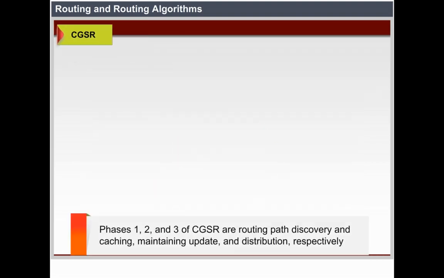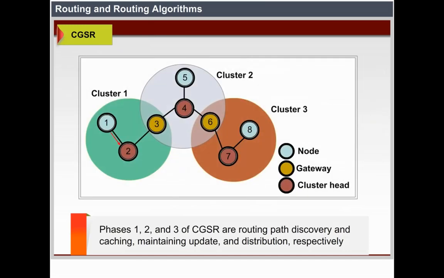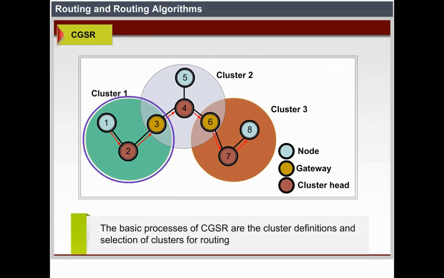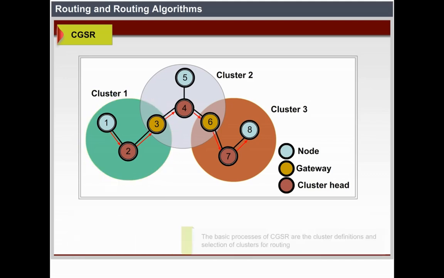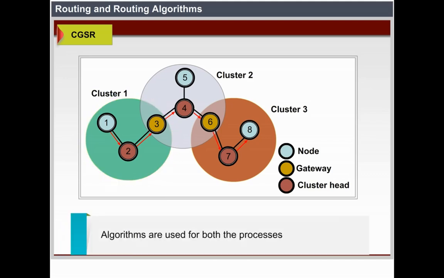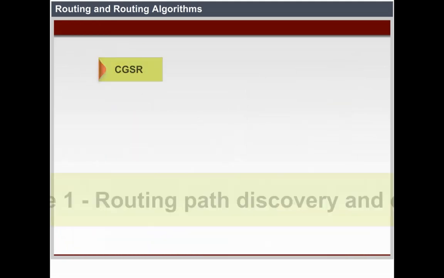CGSR. Phases 1, 2 and 3 of CGSR are routing path discovery and caching, maintaining update, and distribution respectively. The basic processes of CGSR are cluster definitions and selection of clusters for routing. Algorithms are used for both the processes.